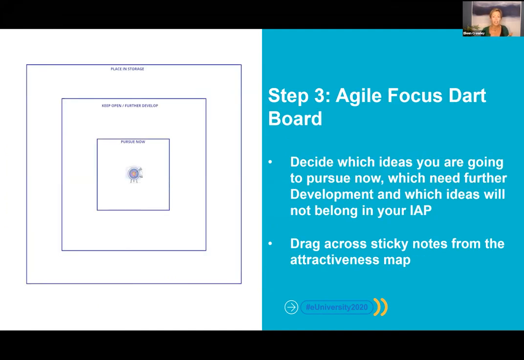Thereafter, you'll spend 10 minutes in the Agile focused dartboard. So here you're going to decide which ideas you're going to pursue now, which need further development, and which ideas will not really belong in your integrated action plan. So drag across the sticky notes from the attractiveness map and place them in the Agile focused dartboard in the area where you think they sit best.